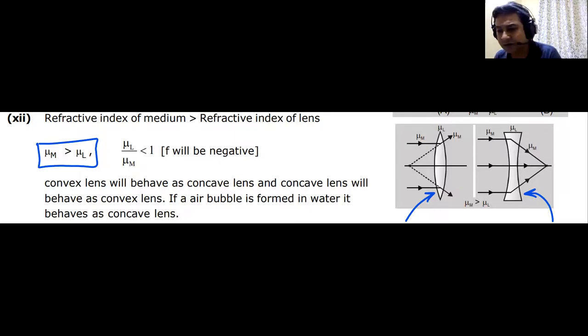When the refractive index of the medium is less, convex behaves as convex. When the refractive indices are equal, it behaves as a sheet, a slab. What happens if the refractive index of the medium is more than the refractive index of the lens? Yes, what is the answer?